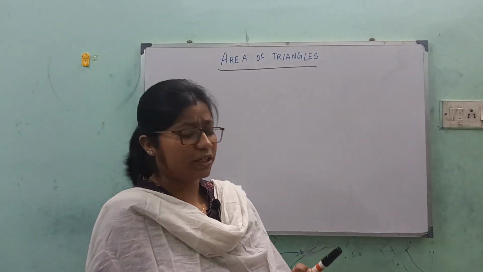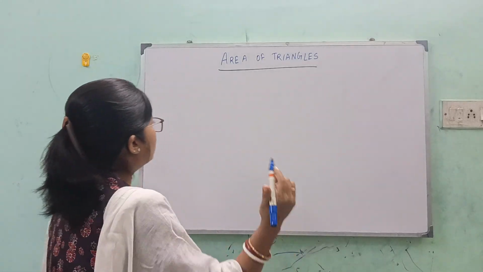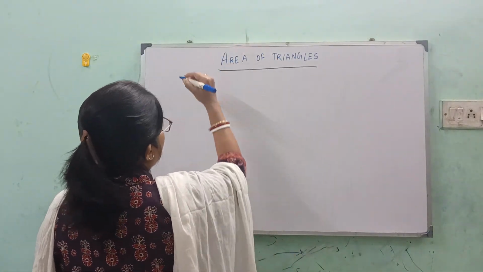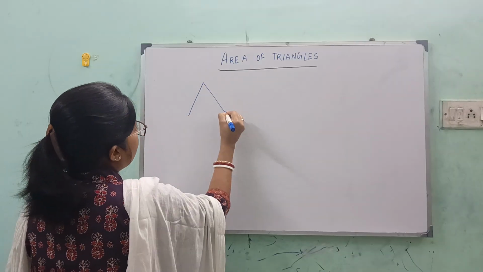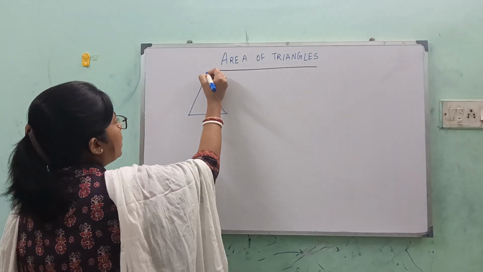Triangles, we have already learned what are triangles, what are the types of triangles. So today we are going to learn about the area of triangles. So a triangle is a three-sided figure.